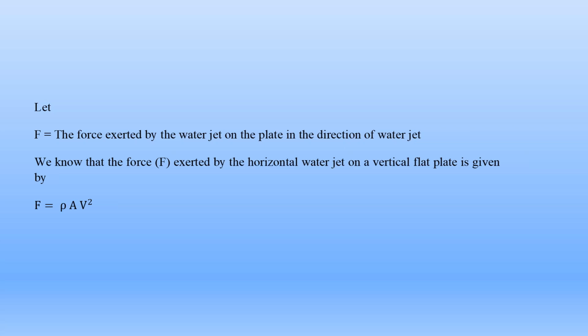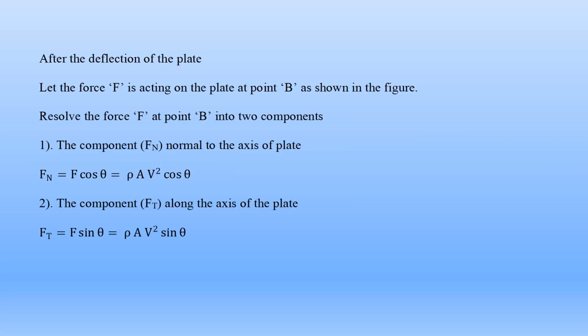After the deflection, the water jet hits the metal plate at point B. So at point B, we resolve the force F into two components. Please go through the slides carefully. The normal component Fn, the tangential component Ft. Fn is equal to F cos theta. But what is that force F? Rho A V square. So Fn is equal to rho A V square into cos theta. Ft is equal to F sin theta, that is rho A V square into sin theta.